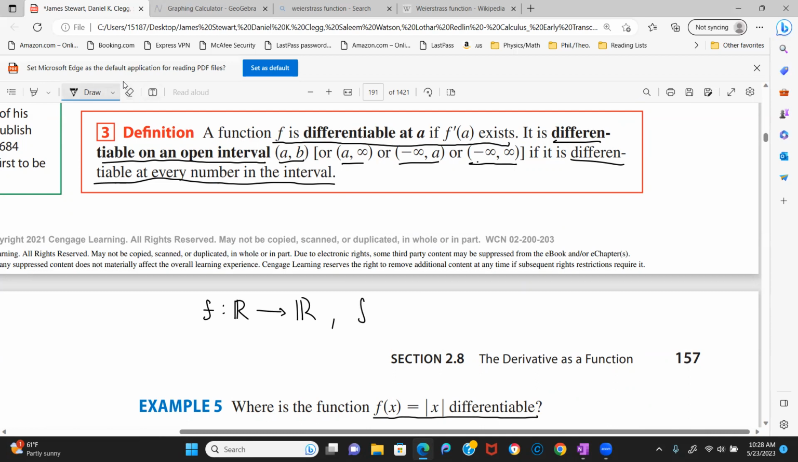And so what we're asking, is this differentiable? And the answer is no. There's going to be a problem. There's going to be an issue with one, or sorry, zero. It's not going to be differentiable at zero.